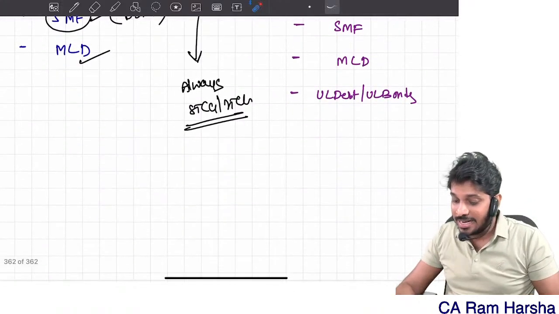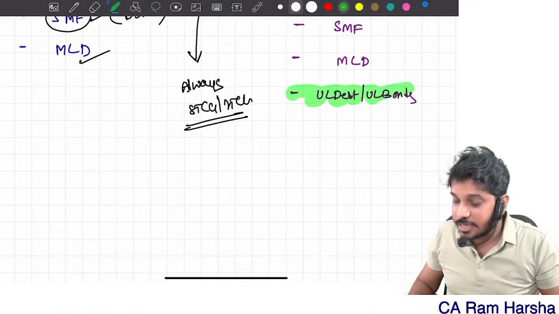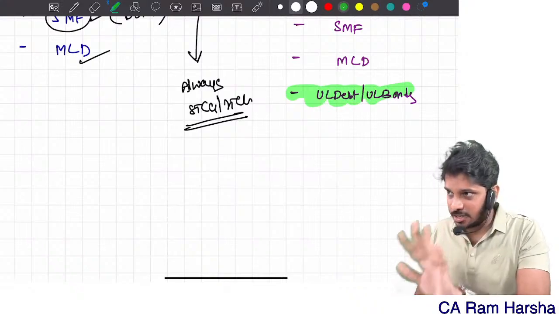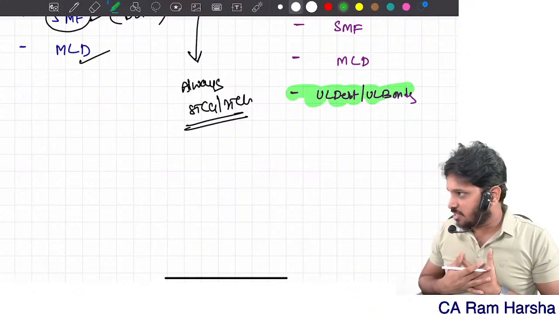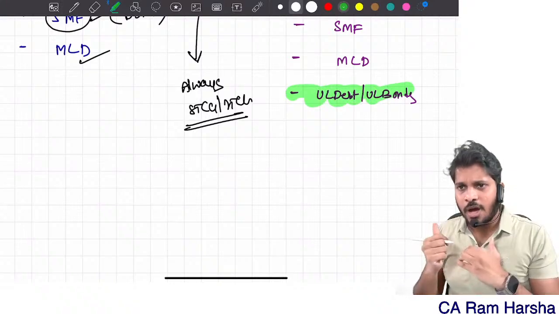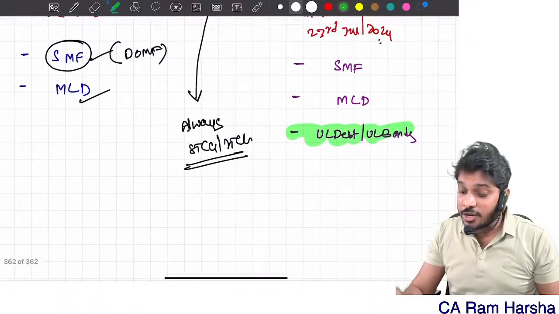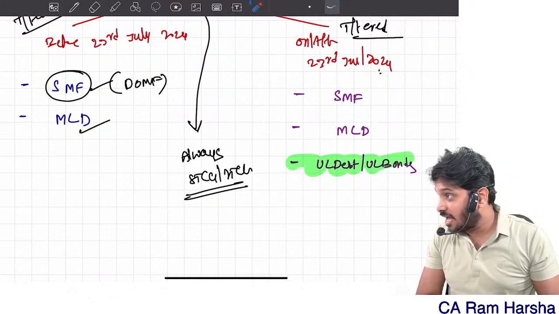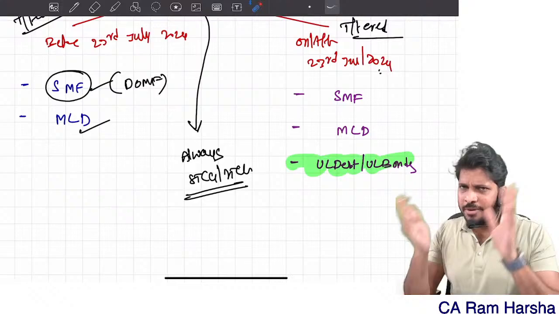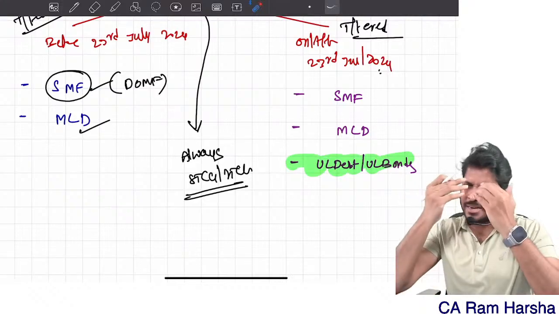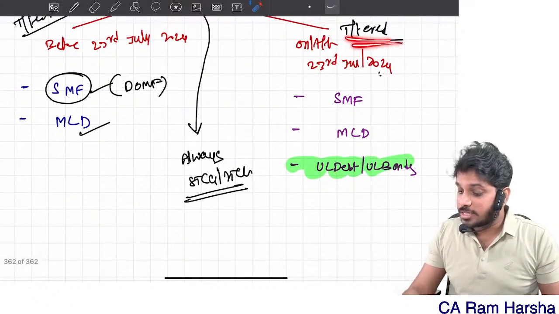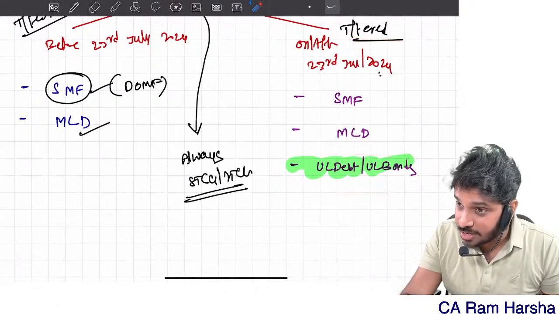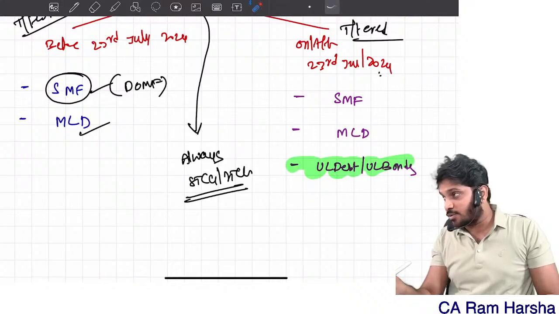However, the latest amendment covers unlisted debentures and unlisted bonds. Sir, I am selling unlisted debentures or unlisted bonds right now, after 23rd July. I purchased them before 23rd July, but when you purchased doesn't matter. What matters is when you sold: on or after 23rd July 2024, I transfer.